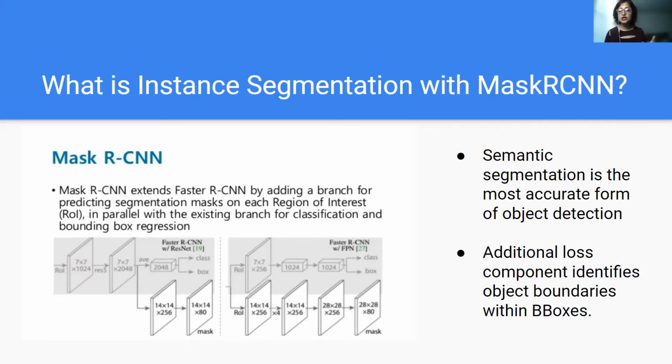Semantic segmentation is the most accurate form of object detection. Most of the research has shown that, and that's the reason MaskRCNN was developed, because ideally you could skip a region of interest. But if you're doing segmentation at the pixel level, the accuracy or the mAP of the final algorithm actually increases. So in this case there is an additional loss component which identifies boundaries within the bounding box.